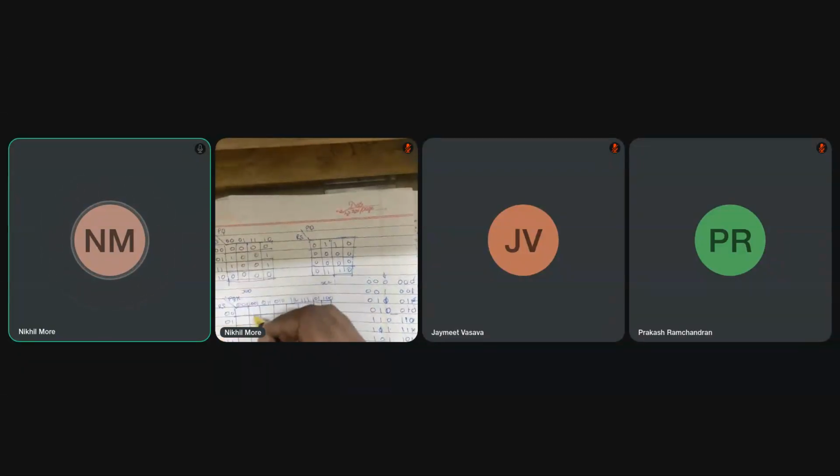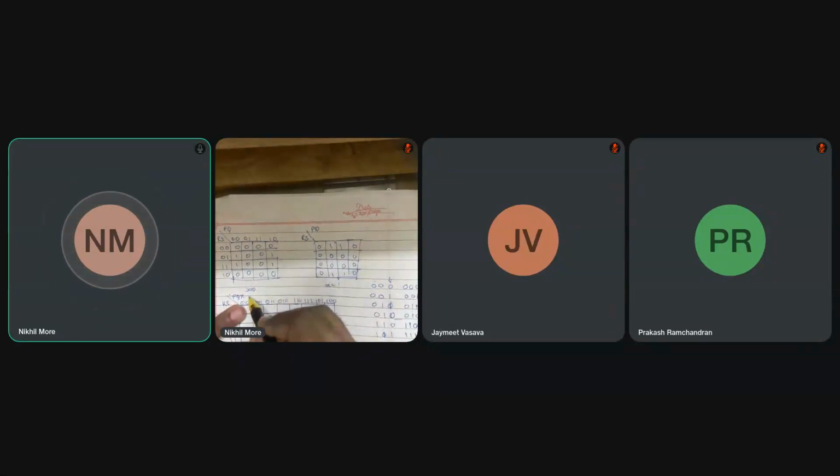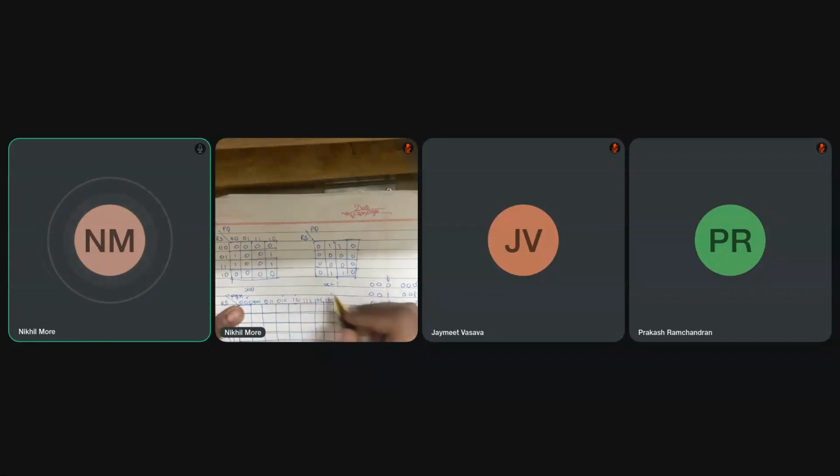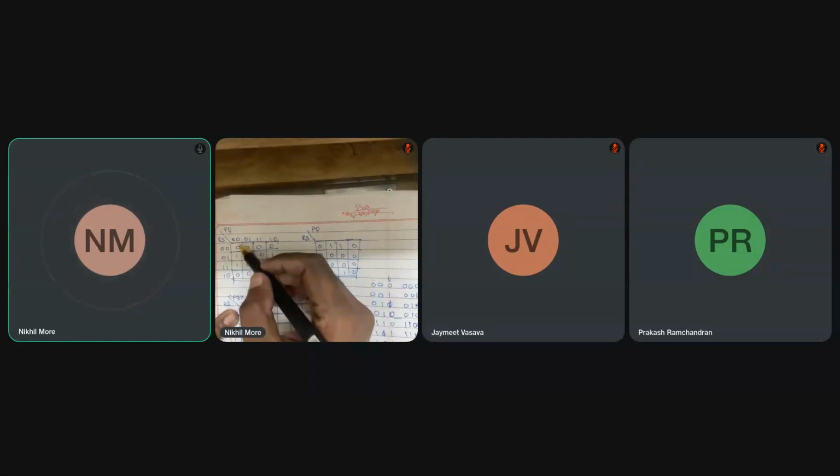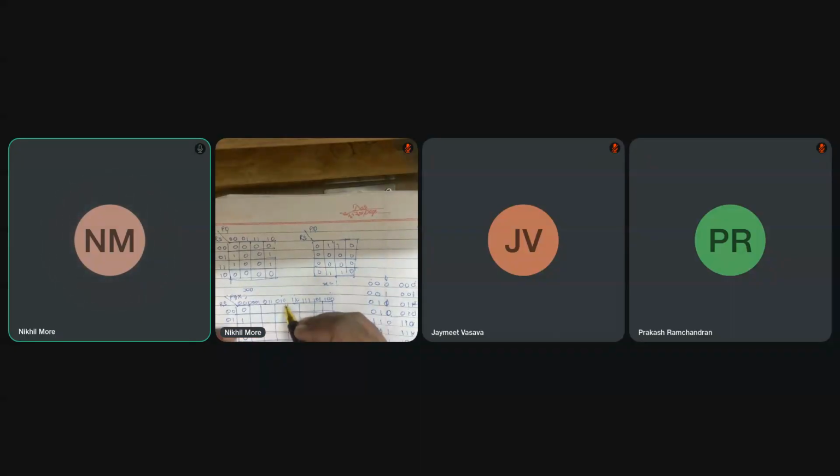We just copy it from this. So we have x as 0 in here. This is x and 0. We have x is 0 here, and we have x is 0 here, and x is 0 here. We just copy these things over here. 0 when x is 0 is 0 1 1 0.